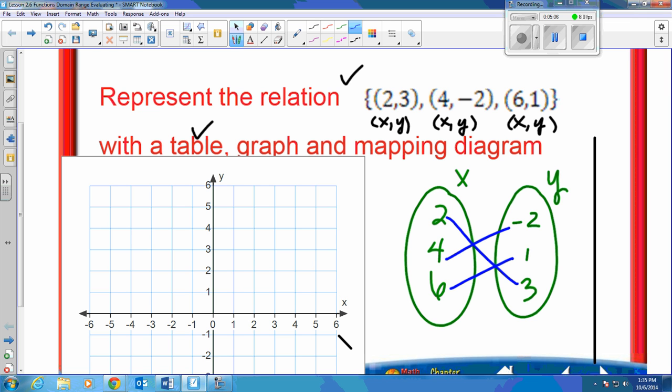And so on a mapping, I can tell if something is or isn't a function because each x should be paired with only one y value for a function. So 2 should be paired with one y value, 4 should be paired with one y value, and 6 should be paired with one y value.